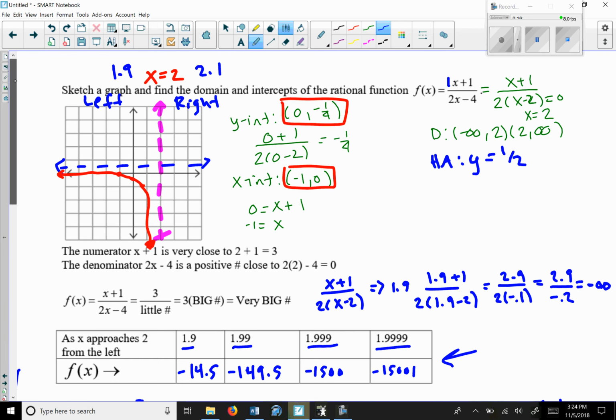So if we go back up to our graph, that tells me that I'm in this upper portion of my graph. And so for that upper portion, I know that I'm not crossing my x-axis again, and I know that my graph follows along my asymptotes, so my graph would be up here.